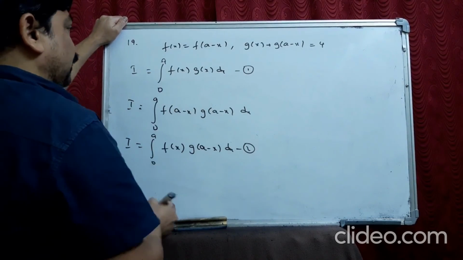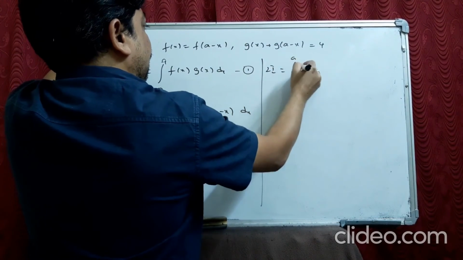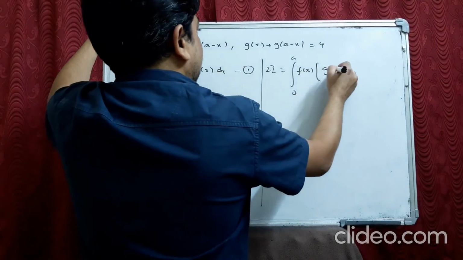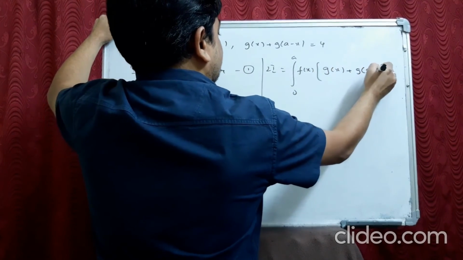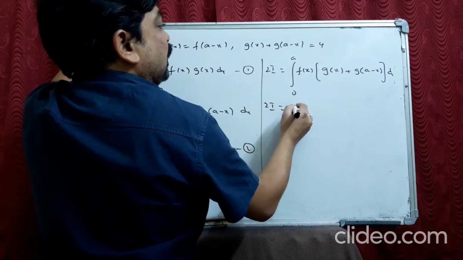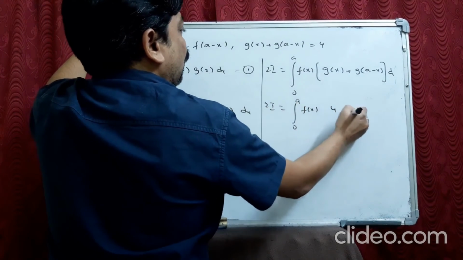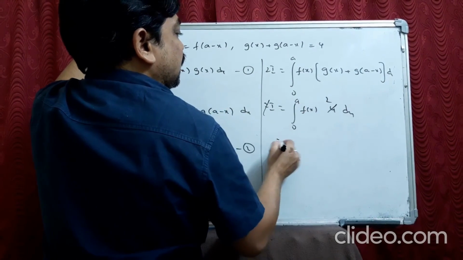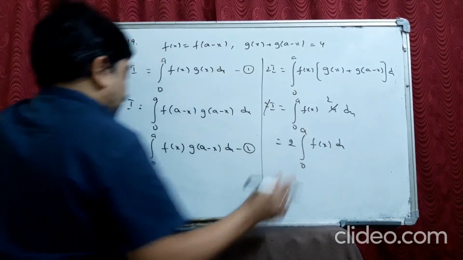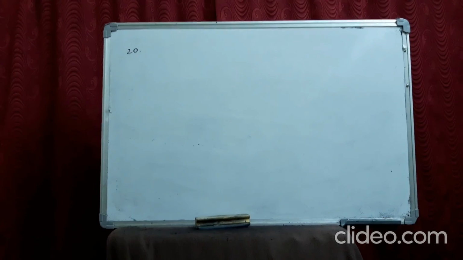When you add these two, 2i is equal to 0 to a, then I can take fx common. It becomes g of x plus g of a minus x dx, where this value can be taken as 0 to a f of x into 4 dx. Cancel 2 with this. So it becomes 2 into 0 to a fx dx. This is what you are asked to prove. Okay? Get the 20th question.